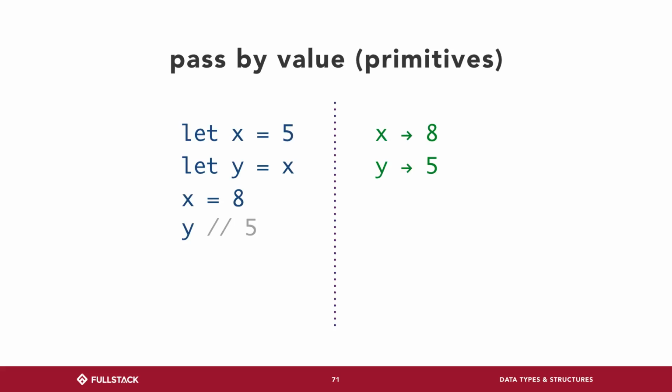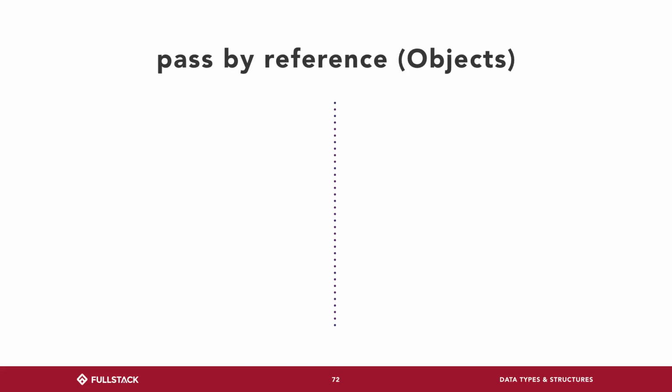And that is true of all of your primitives. It's true of strings and all these sorts of things. You're always making a copy whenever you call a function. But composite types are different. So your non-primitive types, particularly objects, are different.